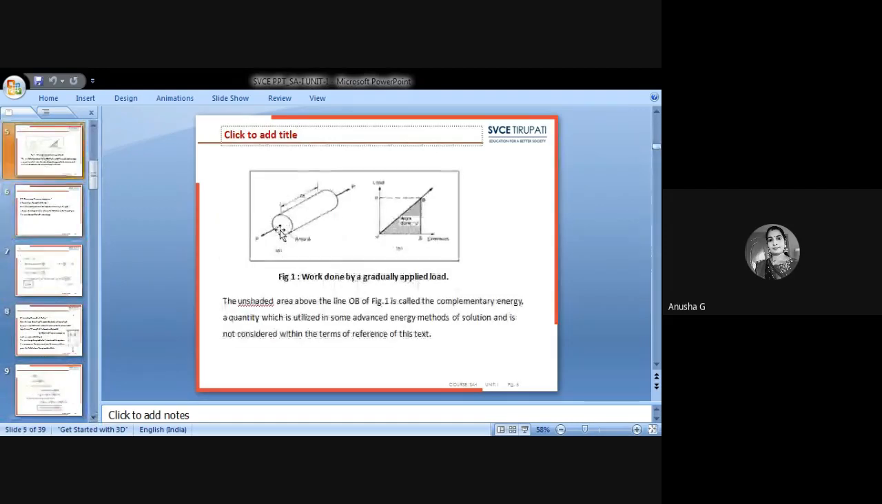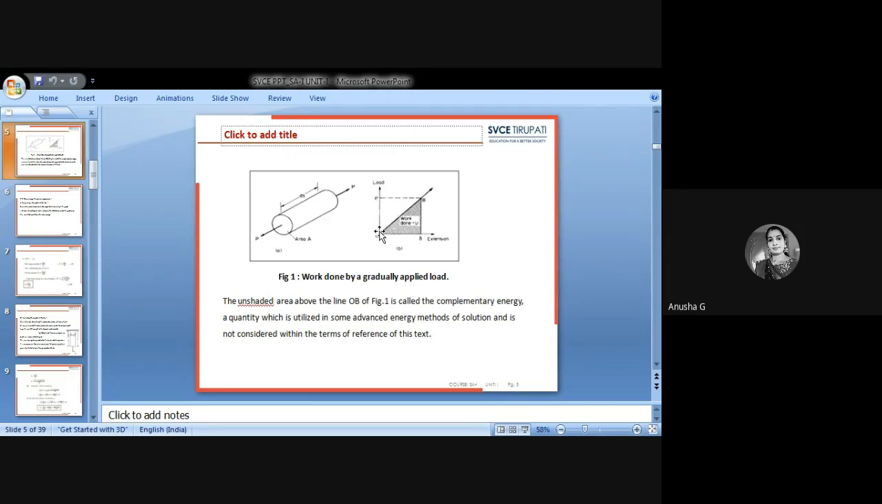Here you can observe we are taking a bar. For this bar, we are applying some force P. Due to this force, there will be some deformation in that bar. The length will increase due to the pulling of the force. Then the work done is applied for this bar. Then we have to draw the load versus deflection diagram, that is, the load and deflection graph we are drawing here.